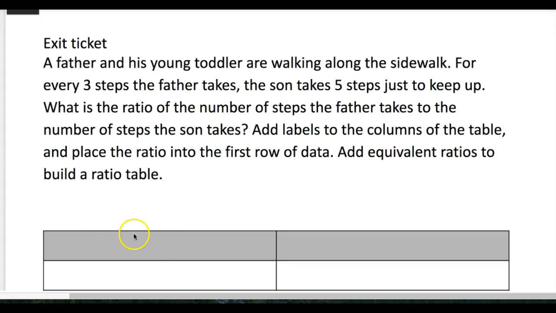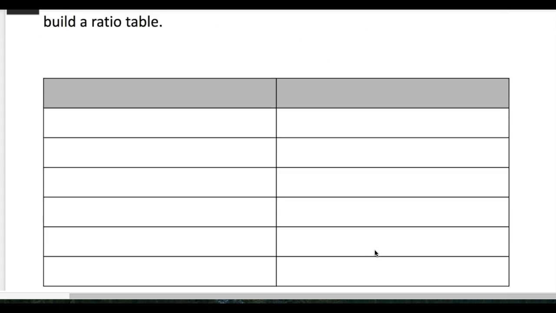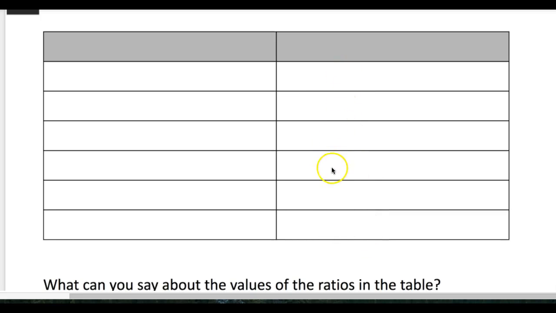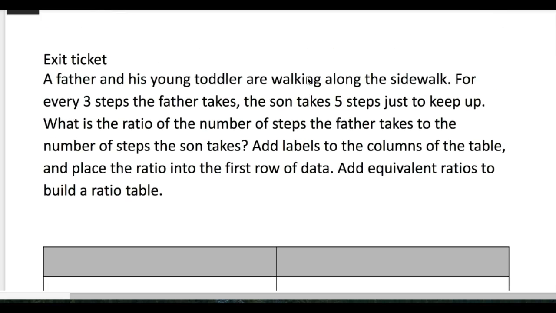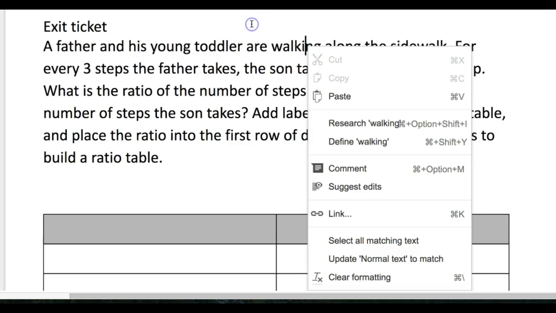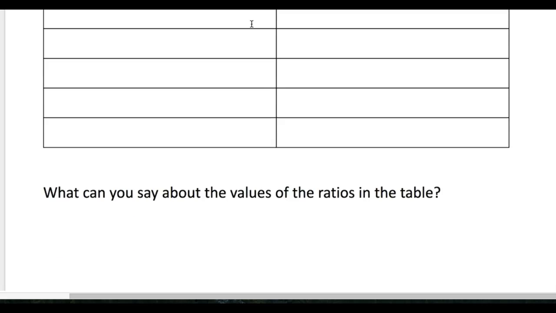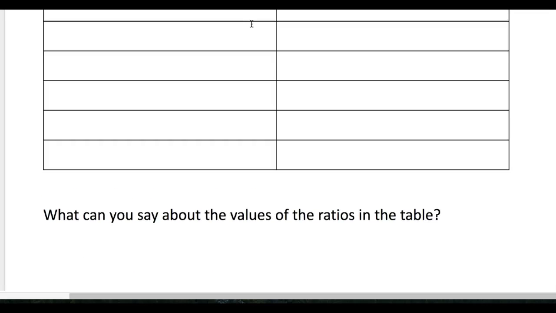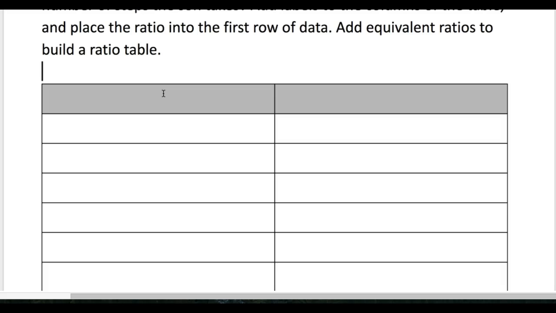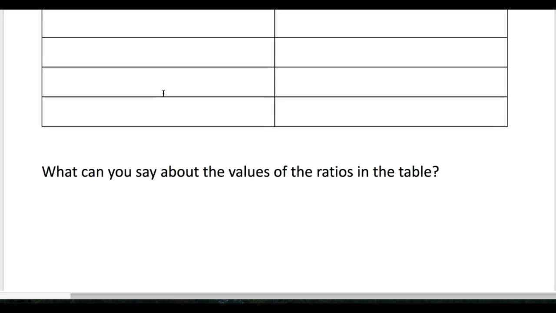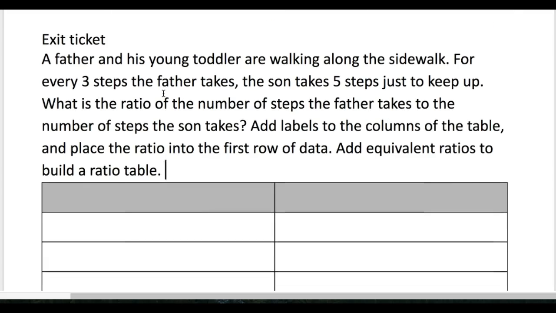So go ahead and put your title here, your label here, and then your label here. You need to then add ratios 1, 2, 3, 4, 5 after the first one that they give you. Okay, so there's your exit ticket. When you're done, what can you say about the values of the ratios in the table? Just what we've been asking you before. What can you say about the values of the ratios in this table? Okay, and I'll leave it here so you can see what you're doing.